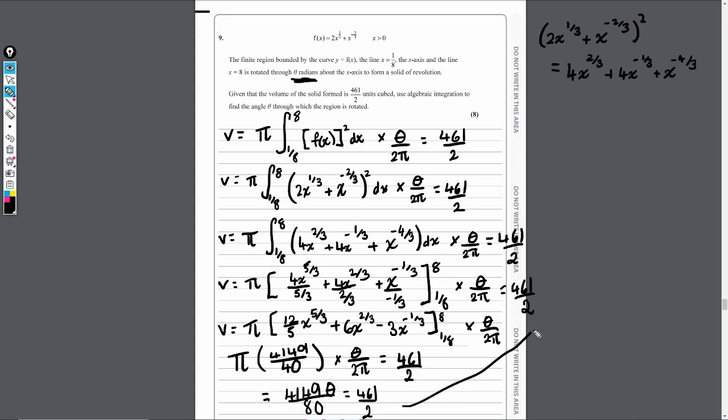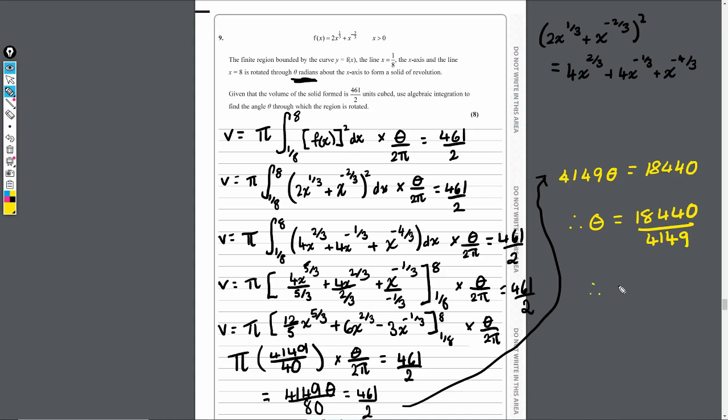So if I do it all the way up here, if I just change my pen colour so it's clear, yellow should be a nice colour for this. So I'm going to get 4,149 theta. That will be equal to 461 over 2 times 80. So that will be equal to 18,440. And now simply, to obtain theta, I've got to do 18,440 divided by 4,149. Do that on your calculator.